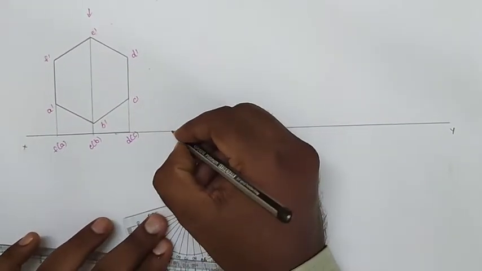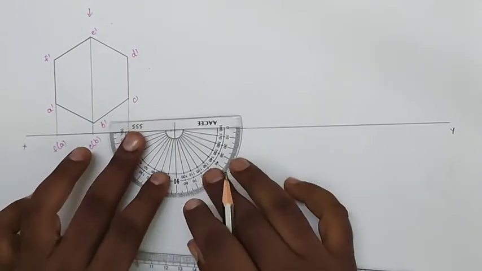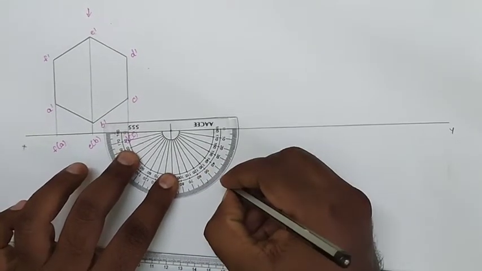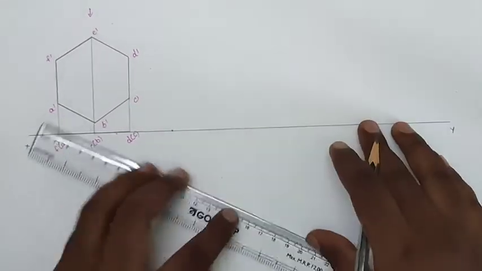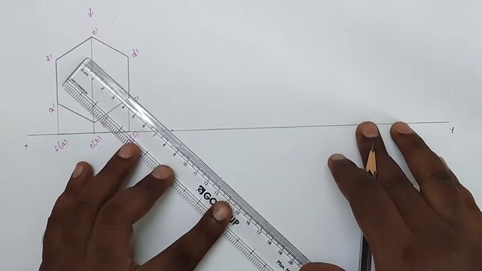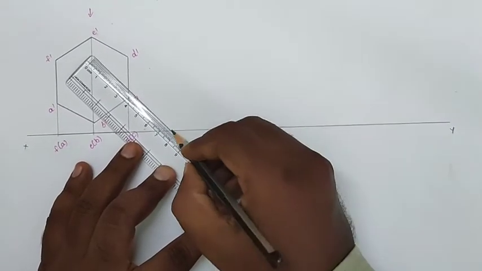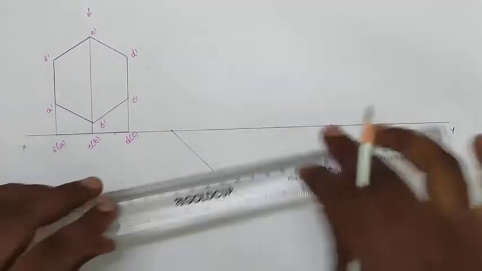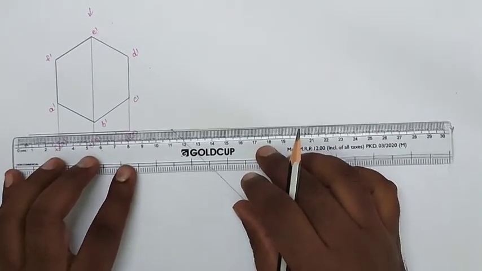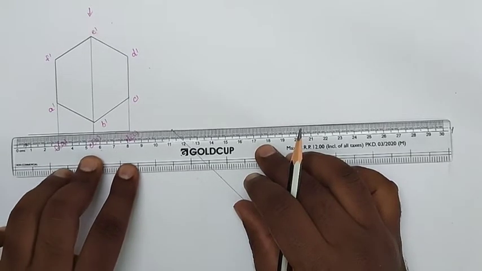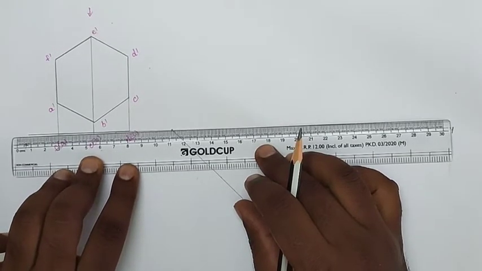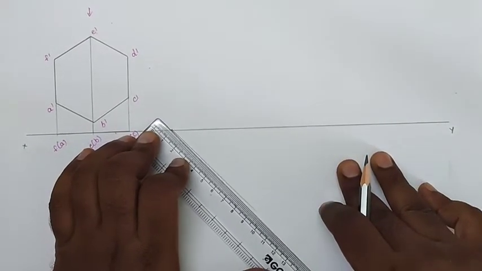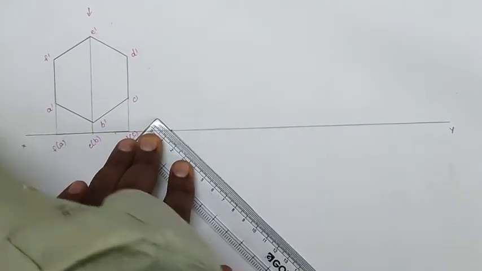Locate a point on the reference line, take some distance, and draw the 45 degrees inclined line. On that 45 degrees inclined line, we draw this top view inclined with an angle of 45. So you can tilt that second top view.